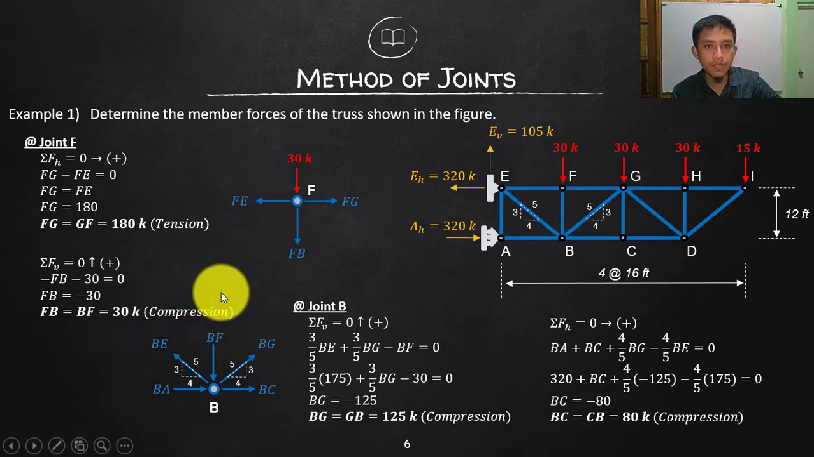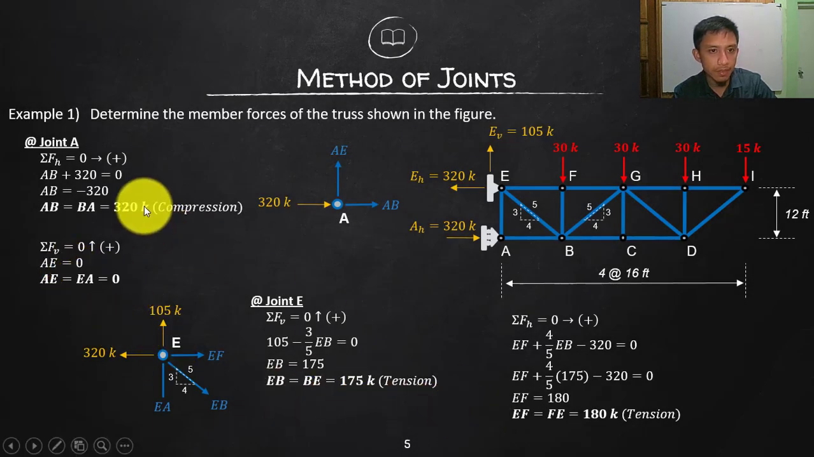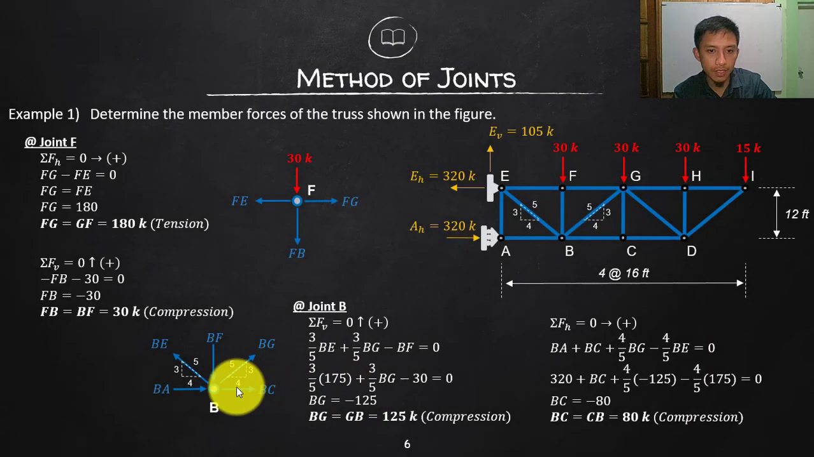Okay, now let's proceed with the next joint. I already completed 1, 2, 3, 4, 5, 6. So actually I cannot proceed with joint B. Since I already know 1, 2, 3, I can solve the remaining 2. So if I go to joint B, let's try to apply. We already know the actual directions of these, so that is what we will be following. So your BA, we solved that one a while ago to be compression, so that will be going towards the point.